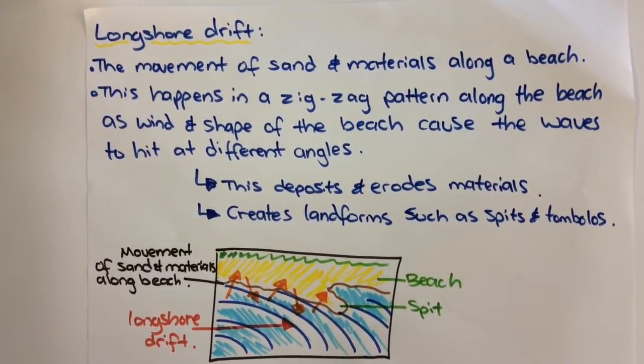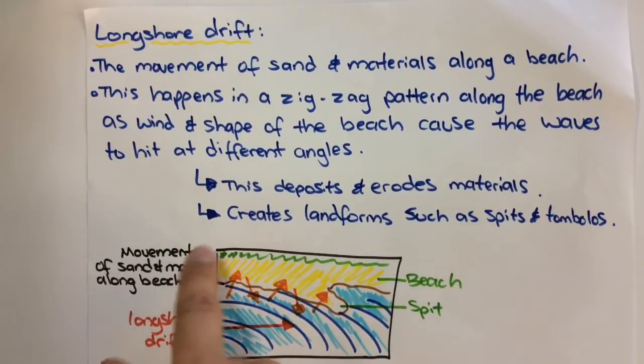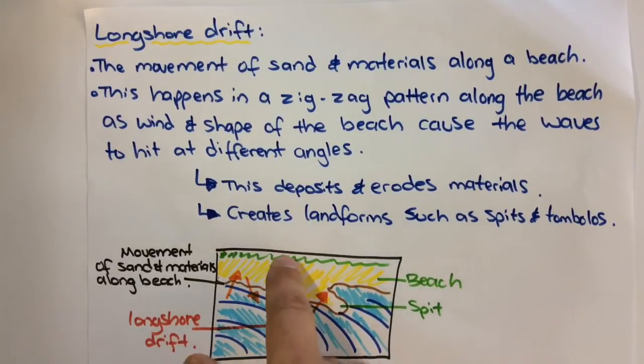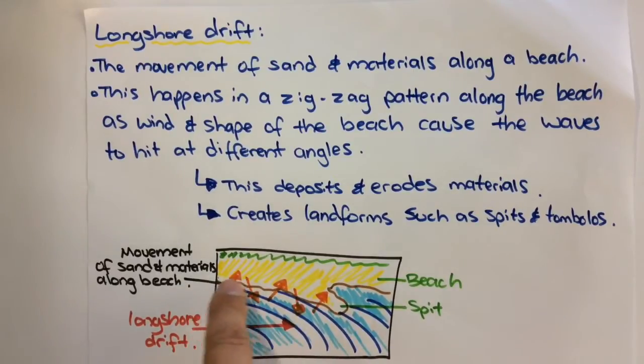So I'll just sort of summarize that one again. So it's the movement of sand and materials along a beach. It's really affected by things like waves and the shape of the beach. And what happens is that as you get that swash and the backwash, it erodes the sand, takes it back into the water, then it pushes that sand back to a different point up here, then brings it back, and then pushes it across, and brings it back, and that's what creates that movement across the beach to create that spit there.